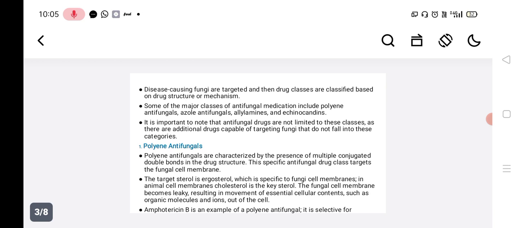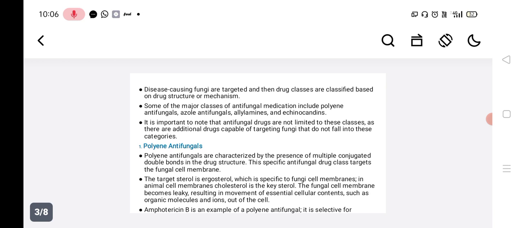So let's start with the number one class of antifungal drug, that is called polyene antifungals. The polyene antifungals are characterized by the presence of multiple conjugated double bonds in the drug structure. This specific antifungal drug class targets the fungal cell membrane. The target sterol is ergosterol, which is specific to the fungal cell membrane. In animal cell membrane, cholesterol is the key sterol.